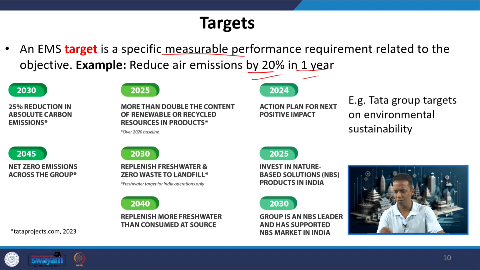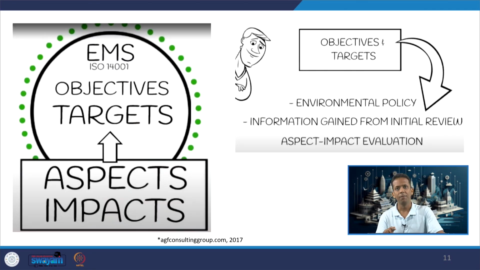This is an example of Tata Group targets. You can see different years, like 2005 and 2024, where they have an action plan for the next positive impact. Then, by 2025 they want to more than double the share of renewables, and by 2030 a 25% reduction. So, you see there is some numeric specification with respect to a time frame. That is the example of a target. Let us try to cover all 4 together now.